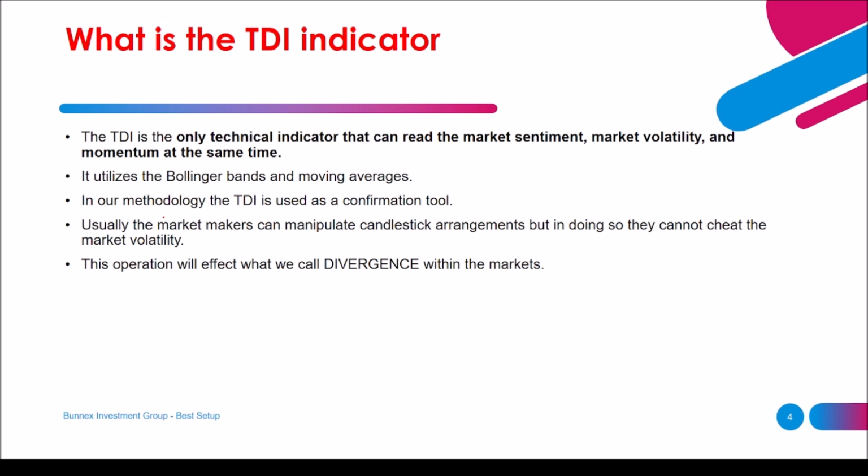So firstly, what is the TDI, or the Traders Dynamic Index? The TDI is the only technical indicator that can read the market sentiment, market volatility, and momentum at the same time. It utilizes Bollinger Bands and moving averages, and in our methodology, the TDI is used as a confirmation tool. And I actually give a bound that this is the only correct way of using it.